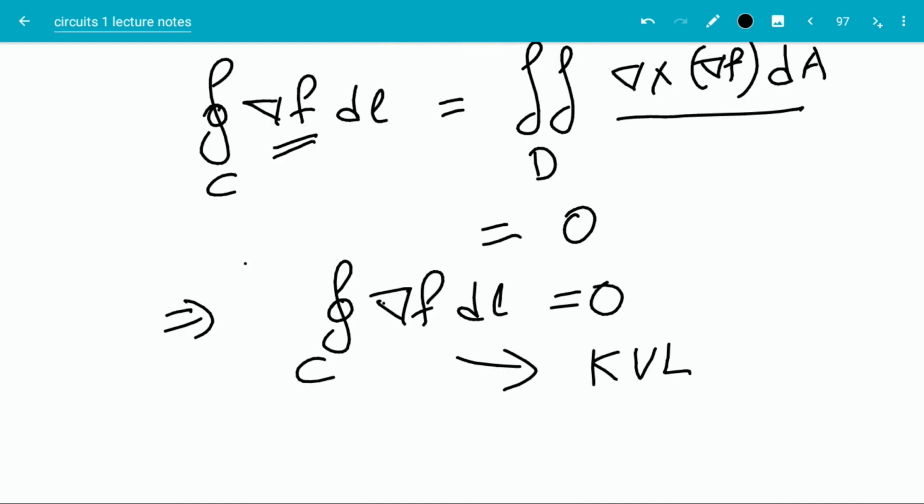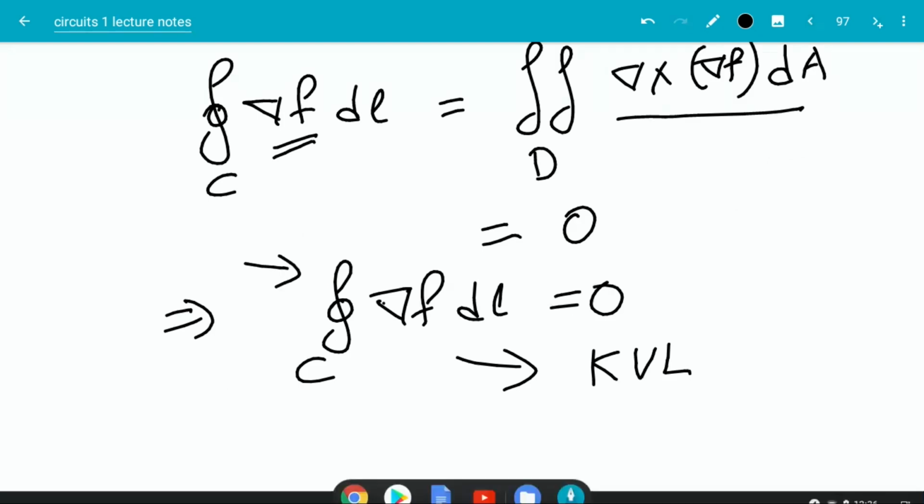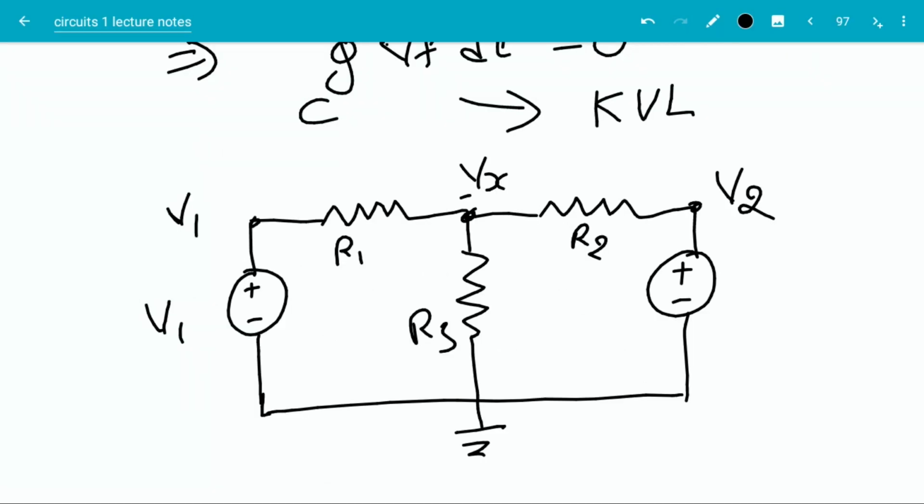This is the same as KVL on circuits. Note that KVL says the sum of voltage drops around any loop is 0. In the continuous form, that means the integral of a gradient of a function across any closed loop is 0. So now let's get back to circuits.